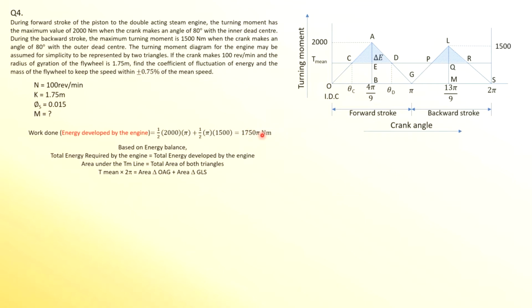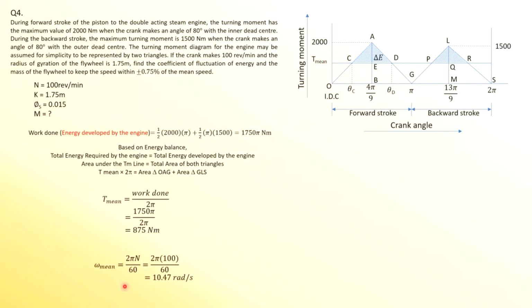Which is 1750. So if I want to find the T mean, I take this 1750 divided by 2 pi, and you will find the T mean, which is 875 Newton meter.